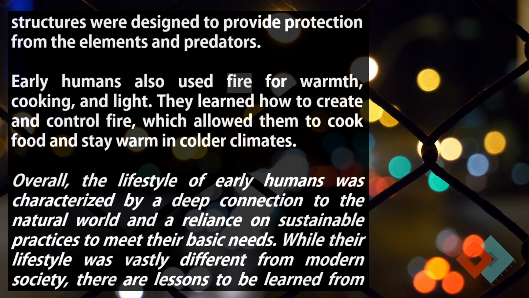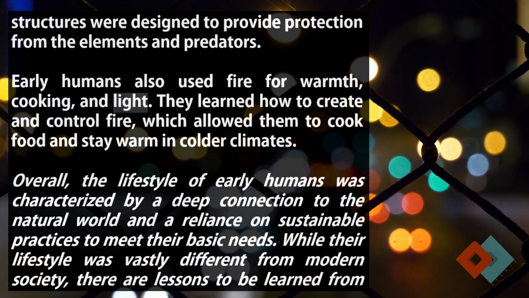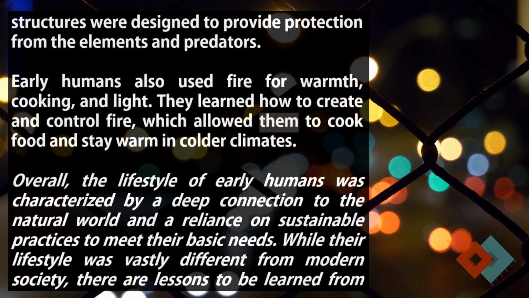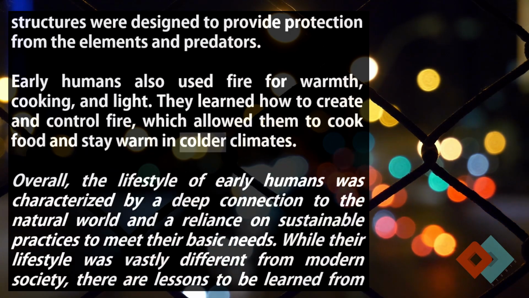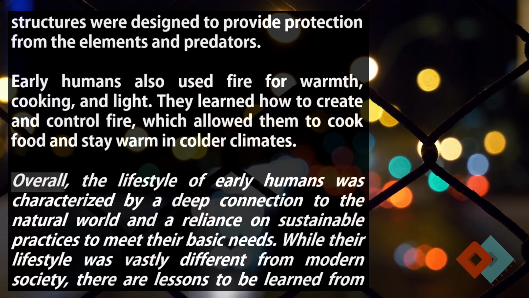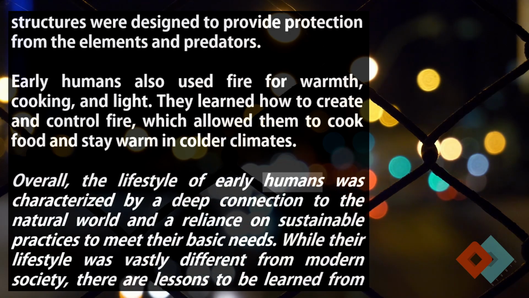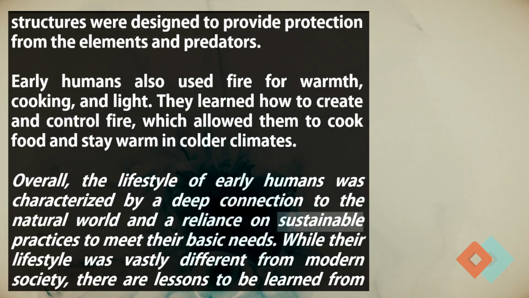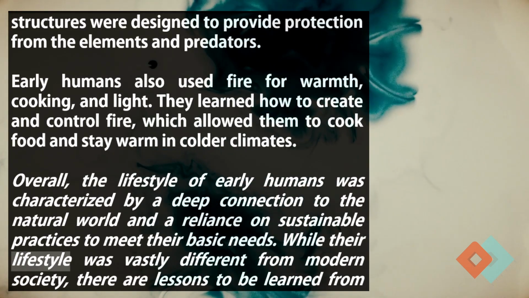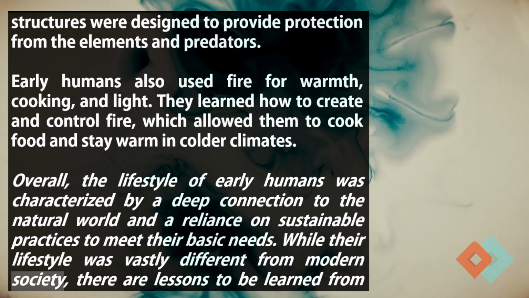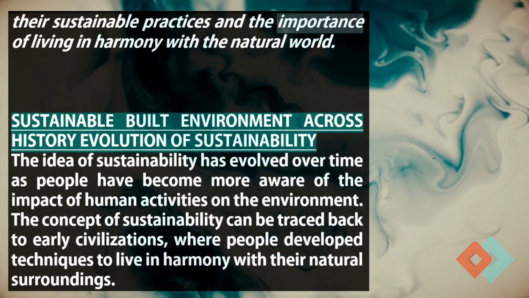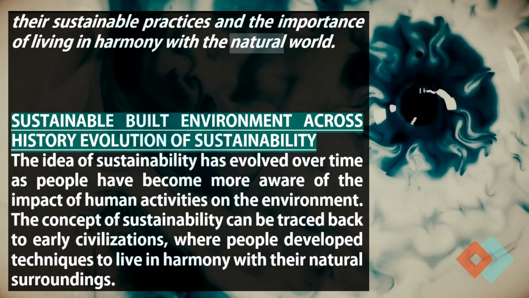Early humans also used fire for warmth, cooking, and light. They learned how to create and control fire, which allowed them to cook food and stay warm in colder climates. Overall, the lifestyle of early humans was characterized by a deep connection to the natural world and a reliance on sustainable practices to meet their basic needs. While their lifestyle was vastly different from modern society, there are lessons to be learned from their sustainable practices and the importance of living in harmony with the natural world.